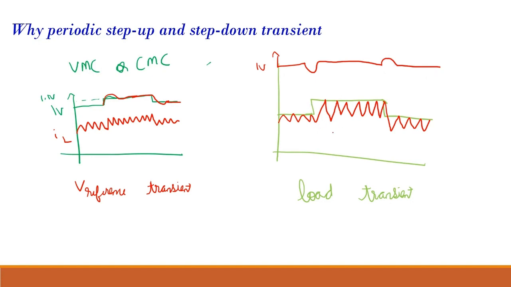So there are two types of transient: a load transient and a reference transient. In the reference transient, I am adjusting the output voltage. In the load transient, I am maintaining the output voltage, but I am changing the load current. If I'm changing the load current, it means I am changing the inductor current. So these are the two types of transients we give.